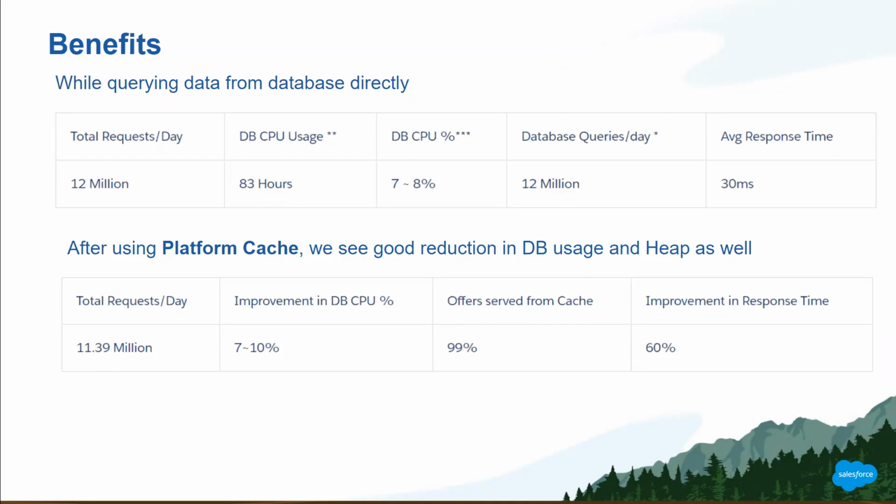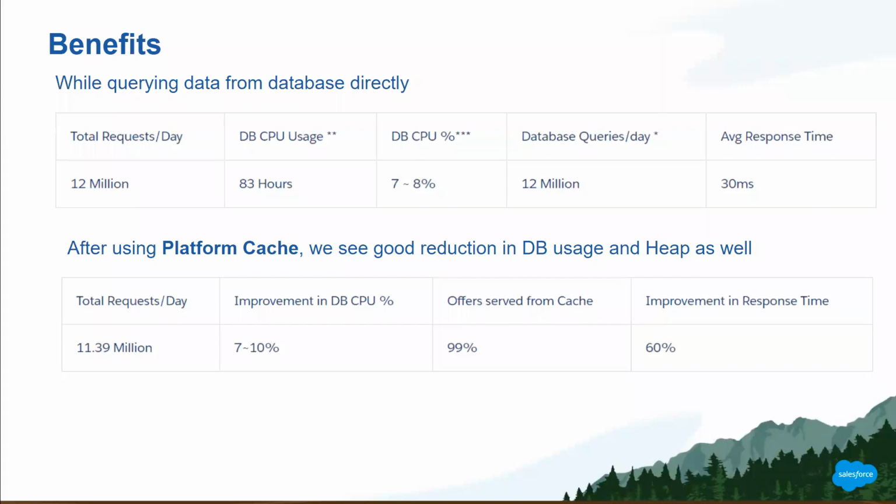Let's say it's the snippet, the screenshot I have attached. These are given in the developer blogs which Salesforce created. It says they queried and got this data, which says that if we are making 12 million requests per day, the DB CPU usage was 83 hours, the DB CPU percentage usage was 7 to 8%, database queries per day were 12 million, and the average response time is 30 milliseconds.